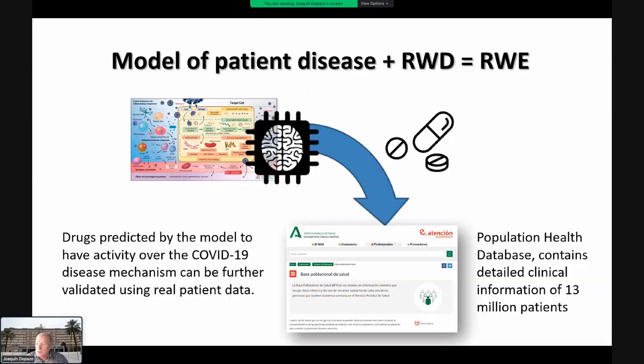So then what we did was try to see if some of these drugs can be detected in the patients. We have here in Andalusia this population health database, which contains all the clinical data for more than 13 million patients from Andalusia. There is a one month delay between the moment in which these data are recorded in the hospital and the moment in which they go to the database. So we could follow more or less what was happening during the first wave of COVID, and we were checking some of the drugs that were used at that moment.